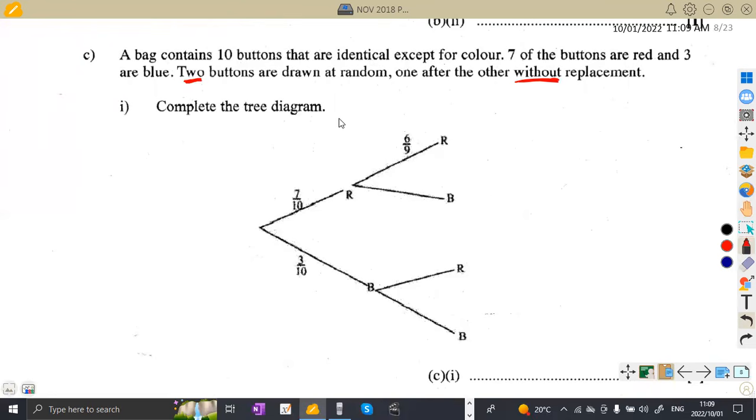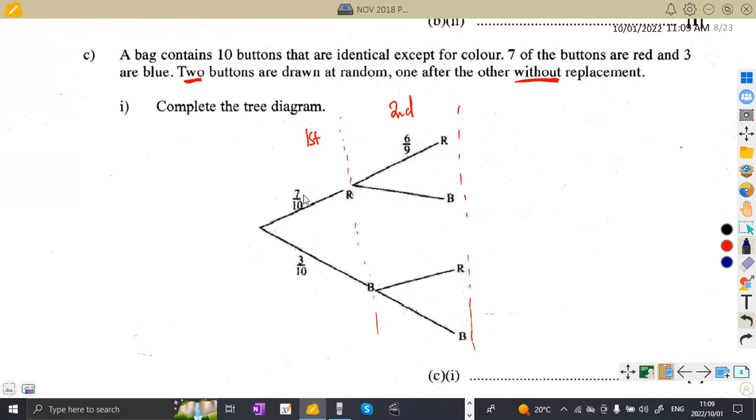This is actually the first pick here. We've got R and B. This is your first pick, and this becomes our second pick. But take note, it's without replacement. So the first part is 7 over 10, 3 over 10. As you can see, red was 7, then the blue is 3. Let us continue with the red one.